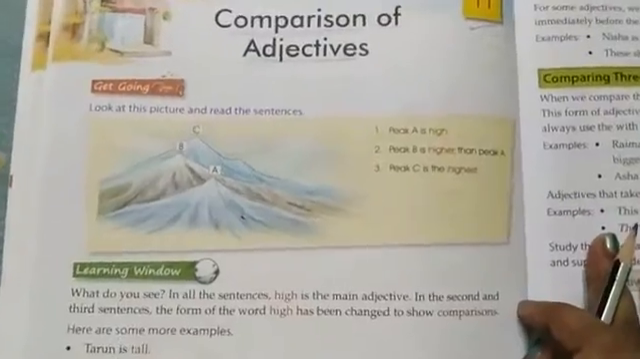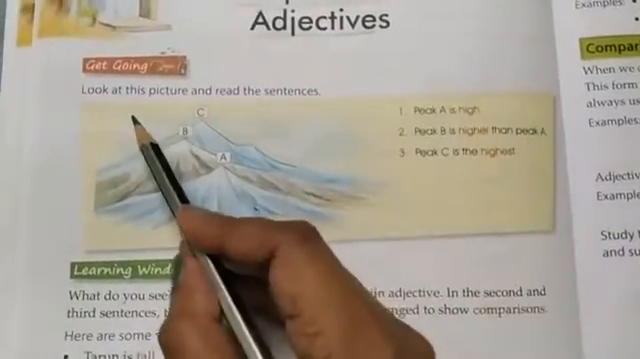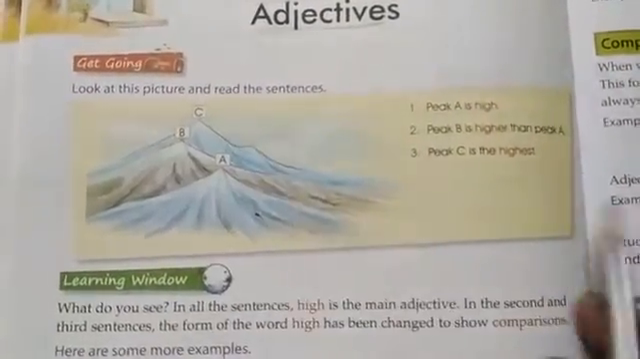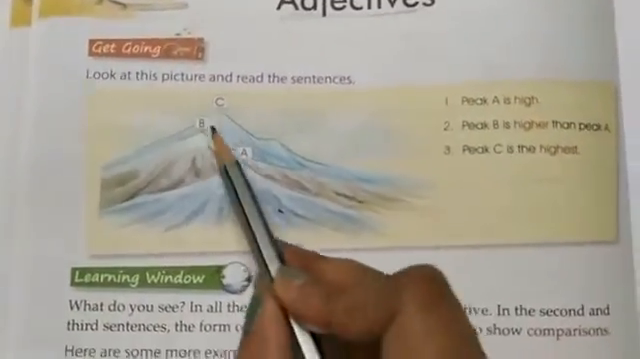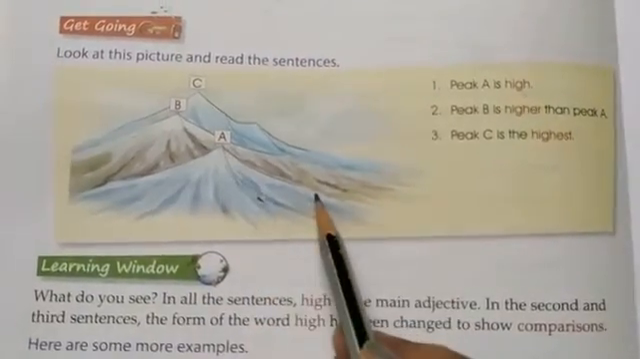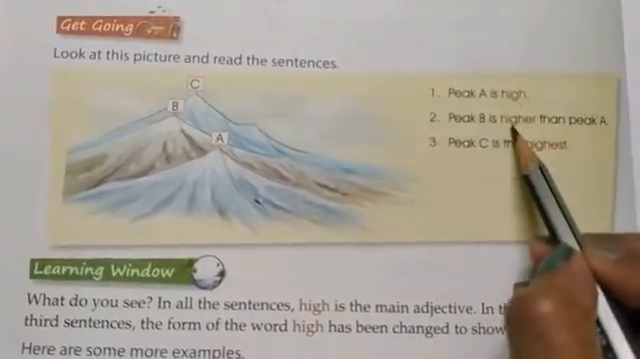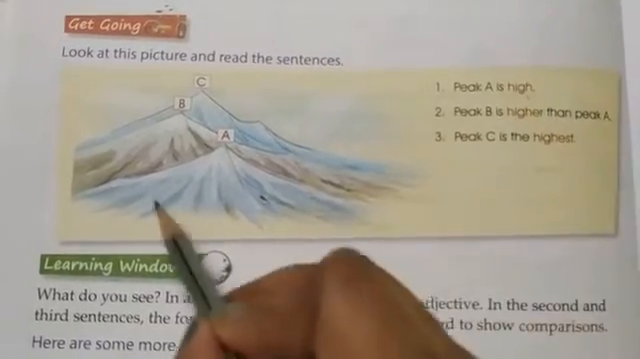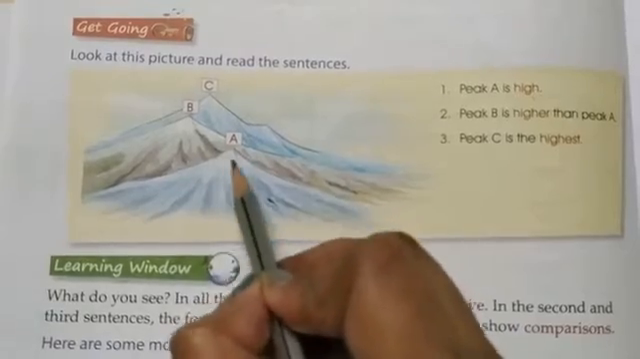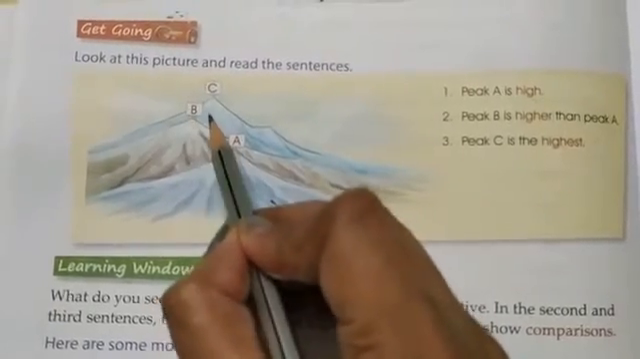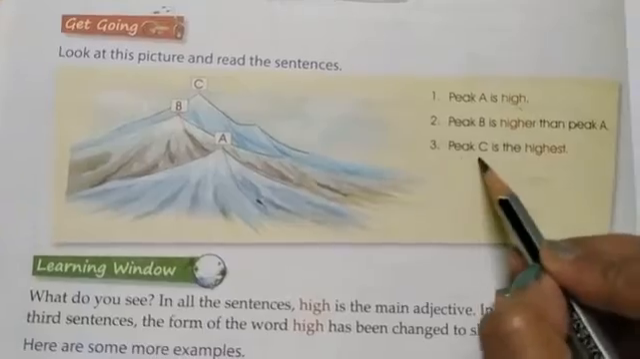So, before we start the chapter, let us look at this picture and read the sentences. You can see there are three mountains, A, B, and C. What do the sentences say? Peak A is high. Peak B is higher than peak A. So it is higher than A. What is higher than A? B. Peak C is the highest.